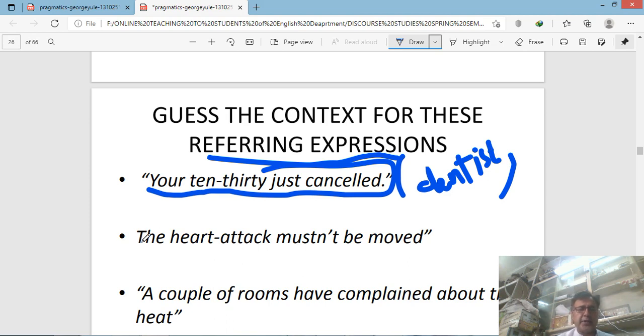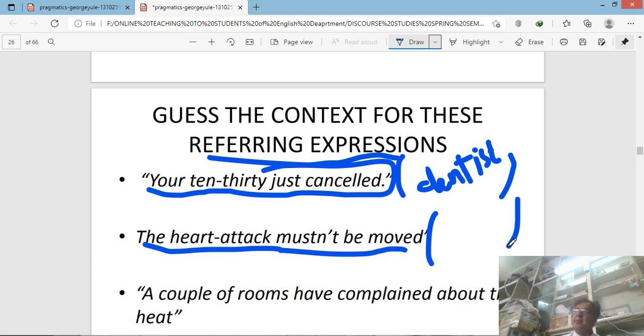Well, the second: "The heart attack mustn't be moved." It means the person who is experiencing a heart attack should not be moved. What does it mean? It gives us the context of a hospital, because we are going to the context of a hospital.